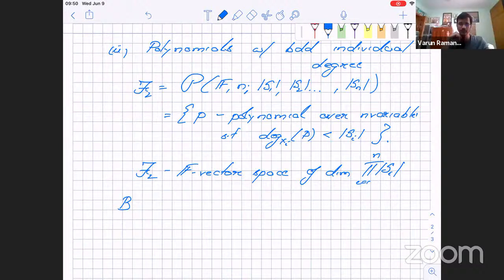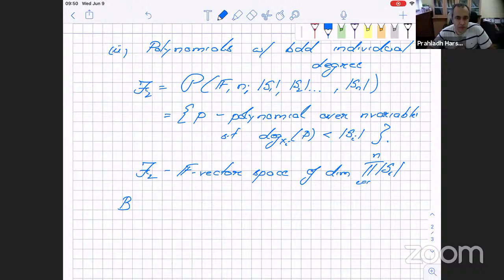So we want to prove that in the grid, no two polynomials in F2 are the same. Like they don't evaluate to the same things on points in the grid. Yes, so there are multiple ways of doing it.